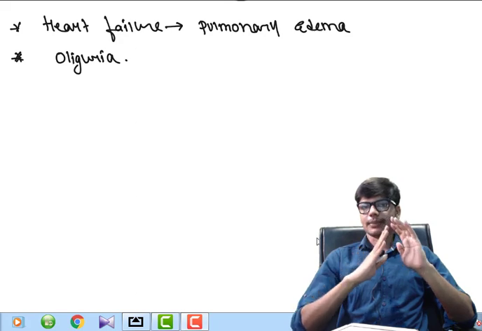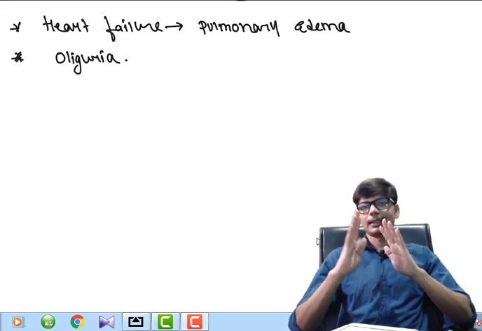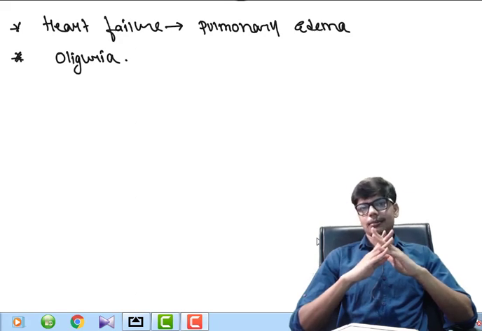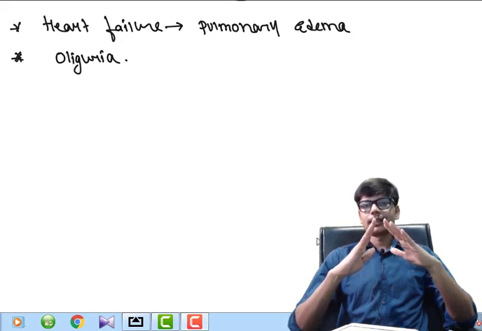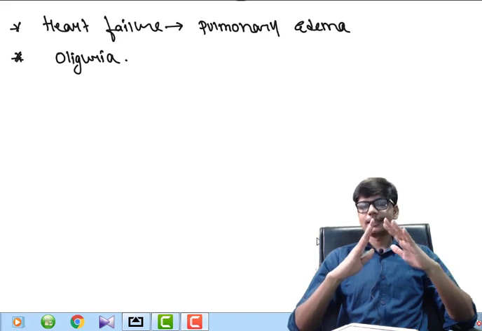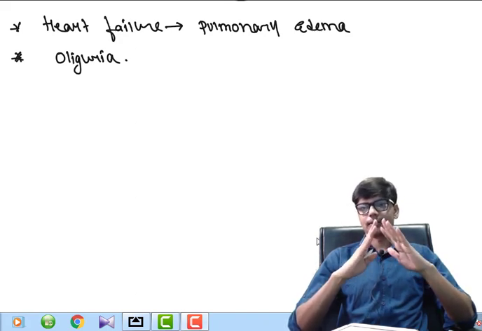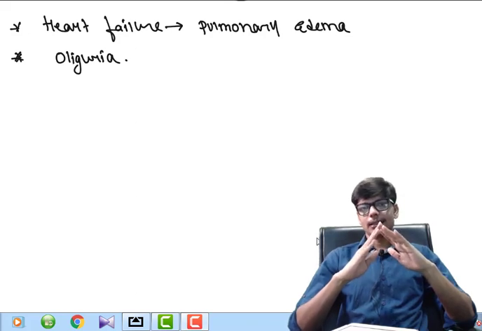Once you have understood the pathophysiology of APSGN, you can very easily identify the clinical features of APSGN. Once you see a patient of APSGN, all this pathophysiology should start coming to your mind, and the clinical features can be very easily identified. So this was about the pathophysiology and the clinical features of APSGN.